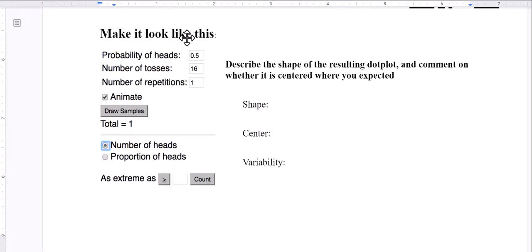So on your one proportion applet, go ahead and make sure that you have the probability of heads is 0.5, right? 1 out of 2, if you had heads or tails. The probability of heads is 1 out of 2, 0.5. Number of tosses is 16 because we're simulating our sample size. We have 16 babies. The number of repetitions right now will just be 1. So this is going to simulate what you did in your individual coin toss. And then we're going to click on draw samples. Also make sure that the radio button for number of heads is selected instead of proportion of heads.